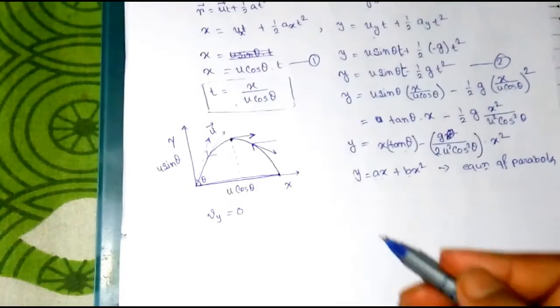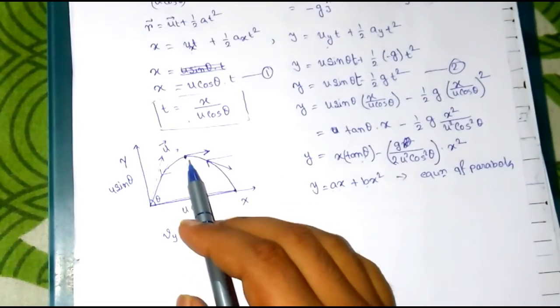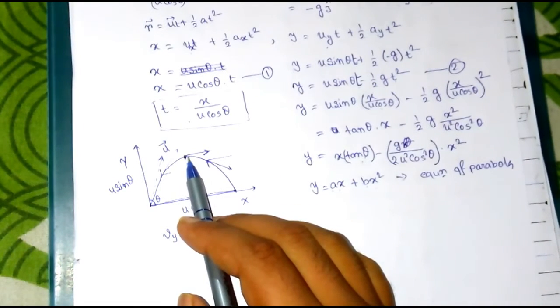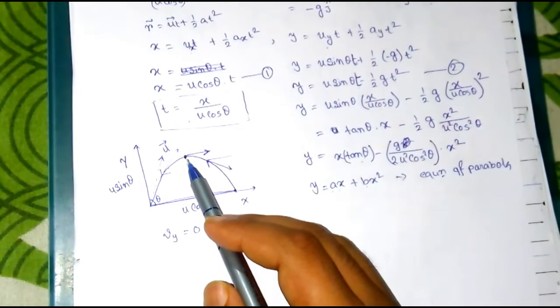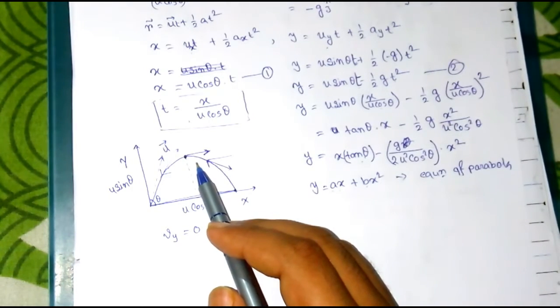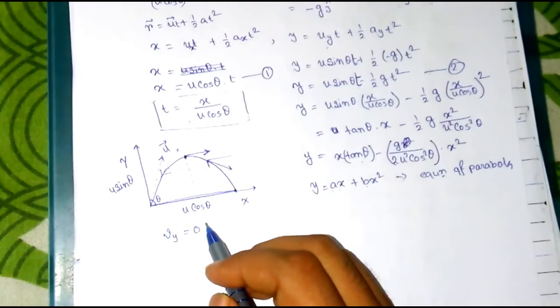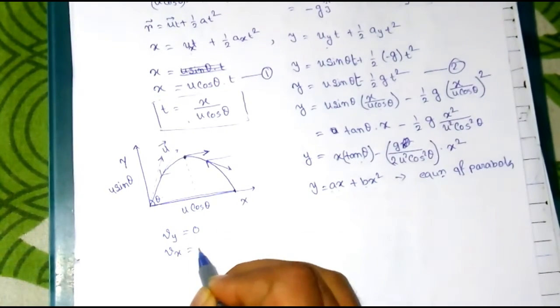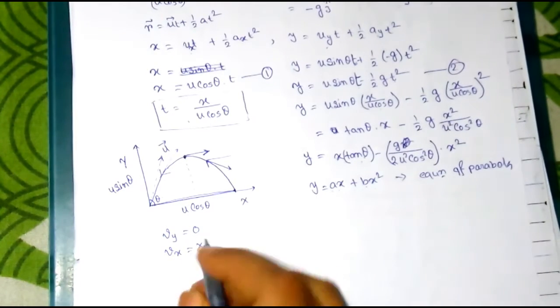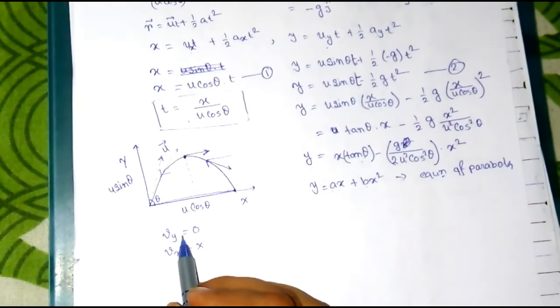If any teacher or anyone asks what the velocity is at the maximum height, in class 9 or earlier you would answer that it is 0. But at the maximum height the velocity is not 0, only the y component is 0; there is some x component also. So vx is not 0, only vy is 0.